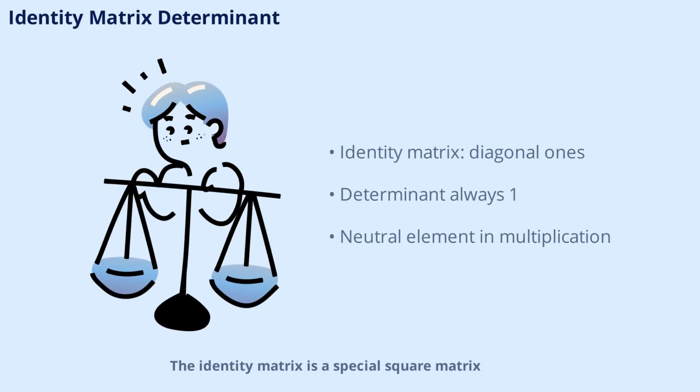The identity matrix is a special square matrix with ones on the diagonal and zeros elsewhere. For a 2 times 2 identity matrix, the determinant is always 1. This property is fundamental because the identity matrix acts as the neutral element in matrix multiplication. Knowing its determinant helps in understanding matrix inverses and other operations. It's a simple yet powerful concept that appears frequently in linear algebra.